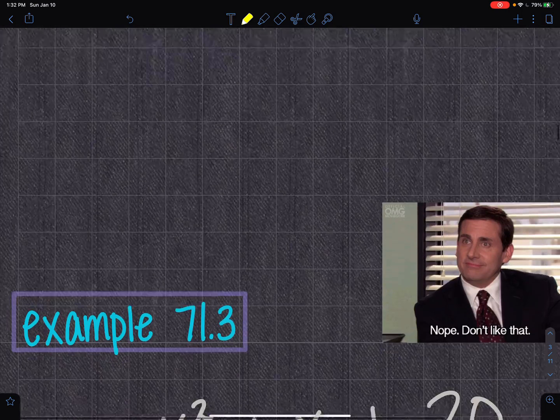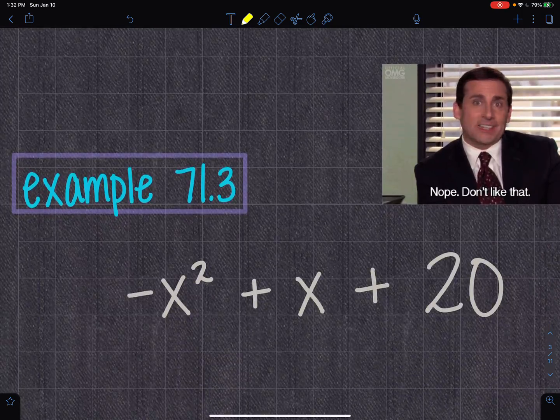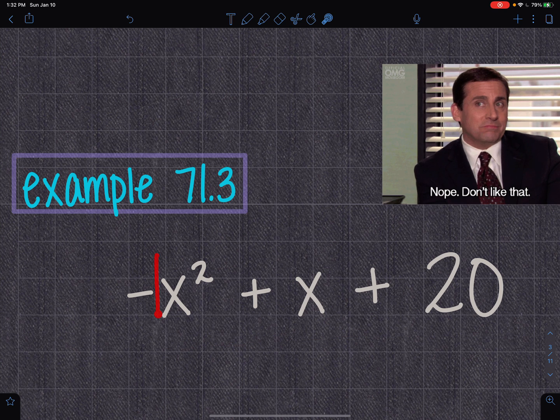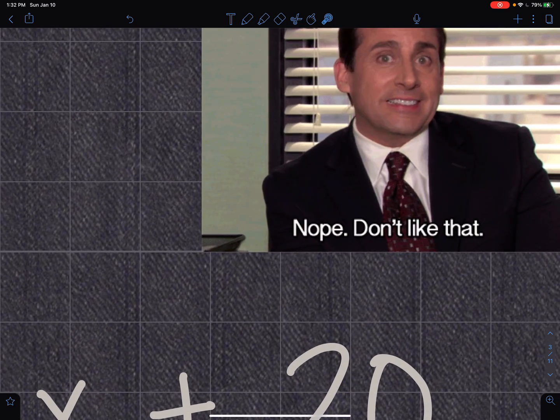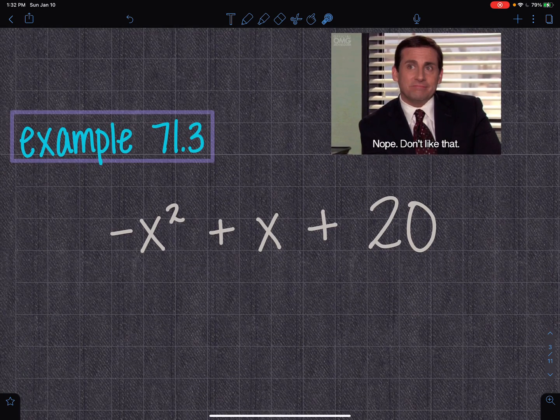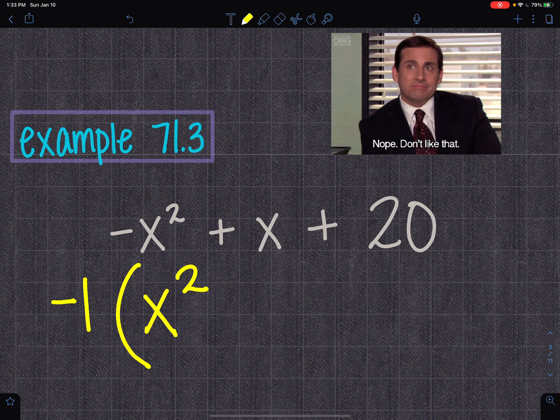Let's do 71.3. Okay, so look at this equation, and right away I see that there is a negative 1 right there. And when I see that, I'm like, nope, don't like that. We want that coefficient to just be a 1, just a positive 1. That's it. So if I see this right here, I'm going to factor that out first. So I'm going to pull out a negative 1. Then that basically just changes the sign of everything, doesn't it? Because if I multiply this times this, I end up getting this, right? So that's how I factor it out.